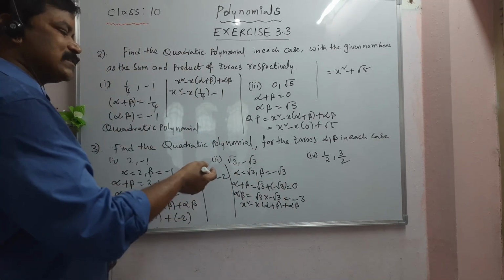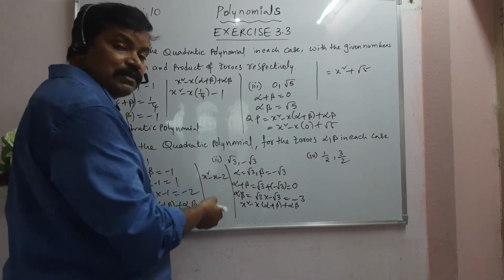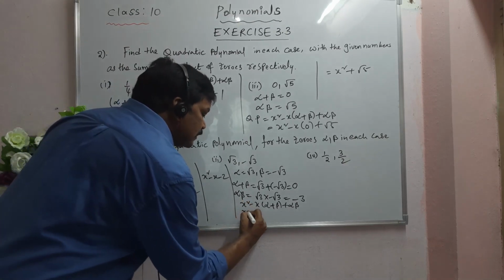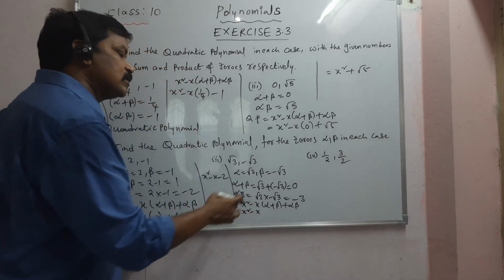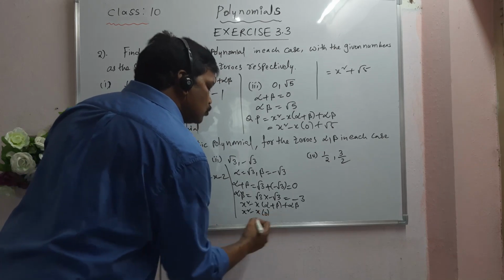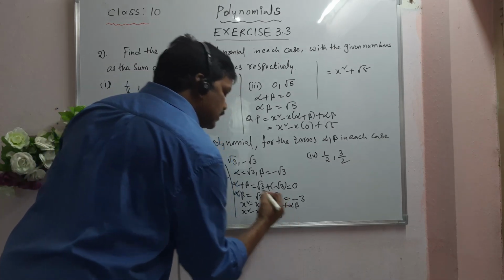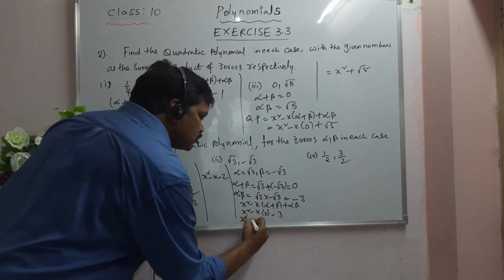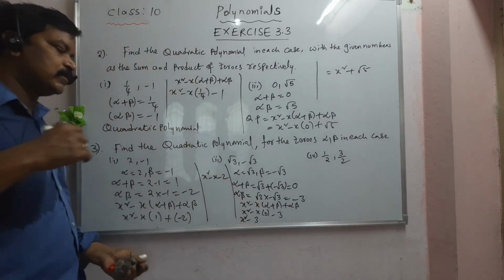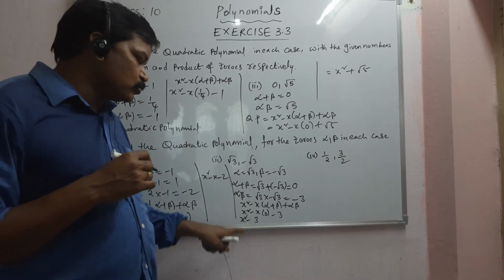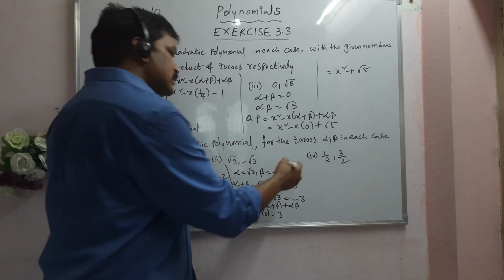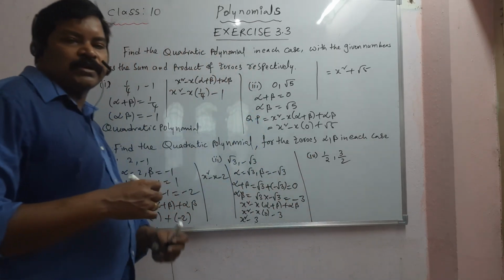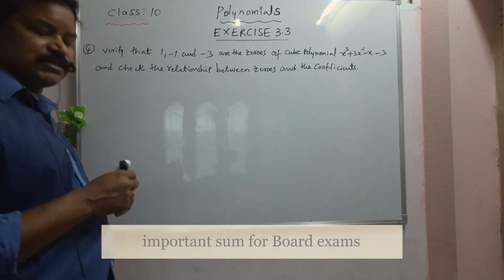Let us substitute the sum of the zeros and product of the zeros in the given polynomial. That means x square minus x times, what is alpha plus beta? That is 0. What is alpha beta? Minus 3. So the polynomial finally x square minus 3. Since x times 0 is 0, so x square minus 3 is the quadratic polynomial. Exercise 3.3.